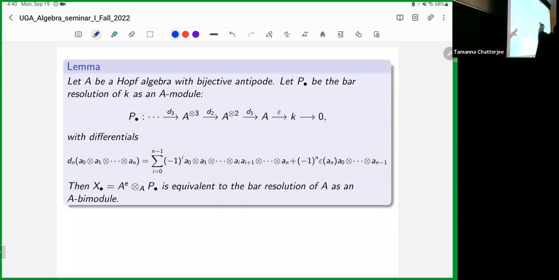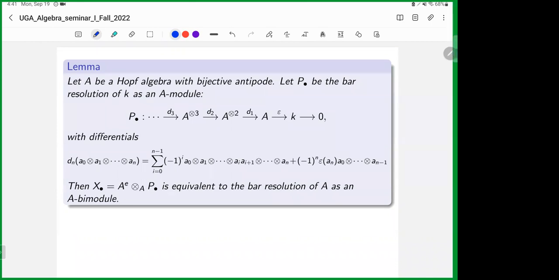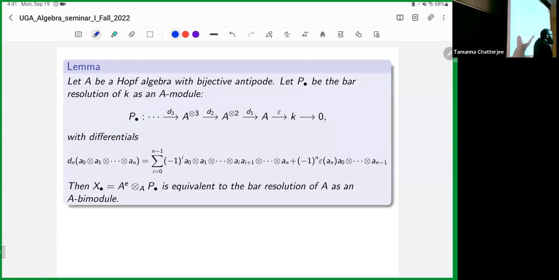So we take this resolution and then we define it. We can define this resolution because the algebra is a Hopf algebra. We define the differential as in this case, and then the lemma says that this resolution, simplified into the enveloping algebra, is equivalent to the bar resolution.